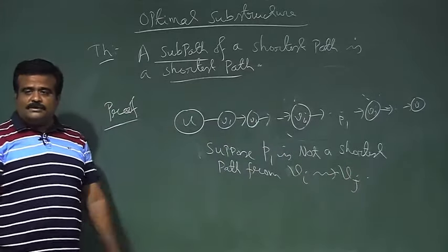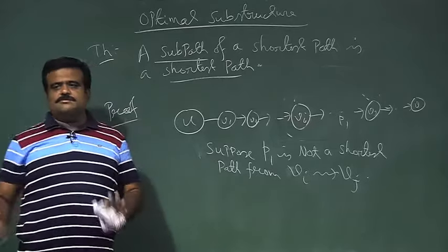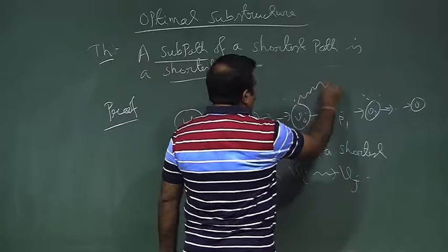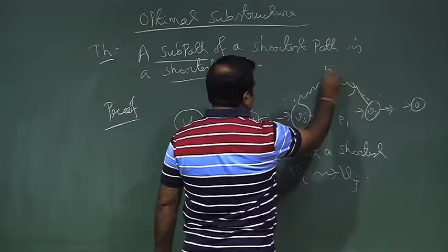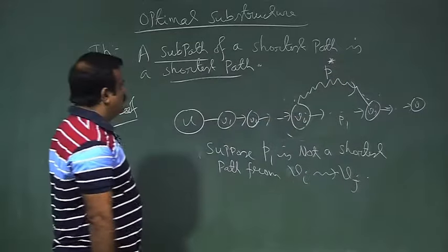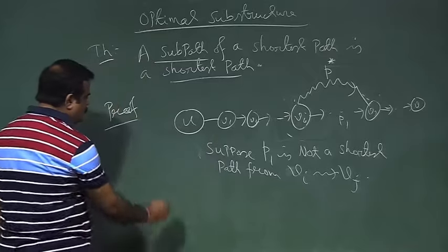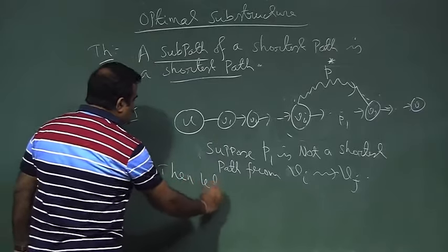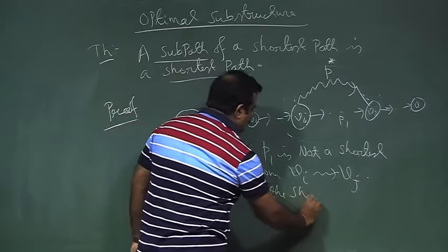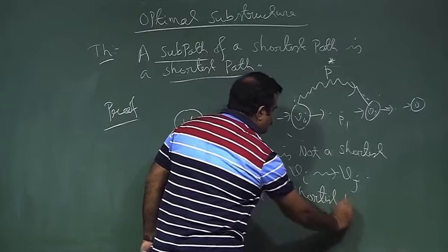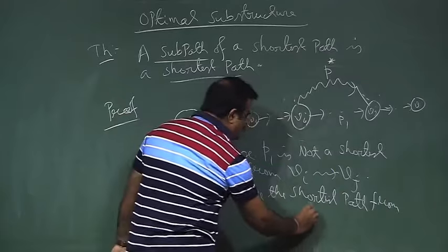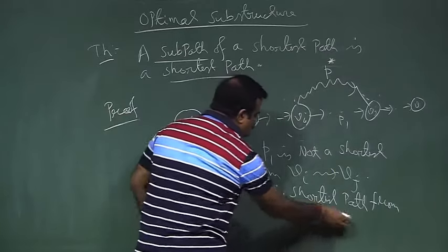So there has to be a path which is the shortest path. We are assuming there is no negative cycle and there is a physical path. So there is a path from Vi to Vj which is the shortest path, and we denote it by P star. Let P star be the shortest path from Vi to Vj.